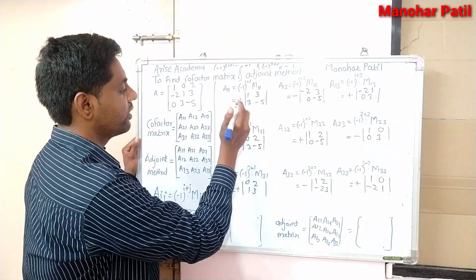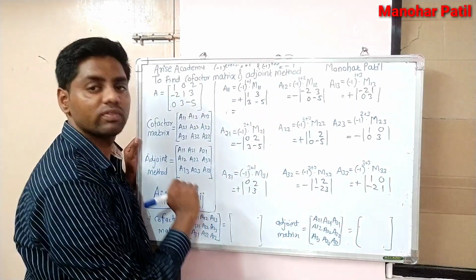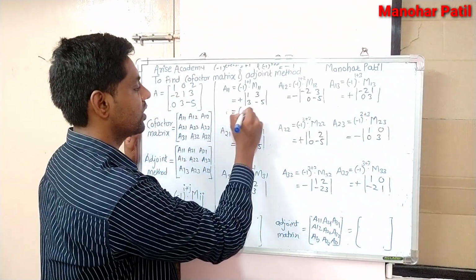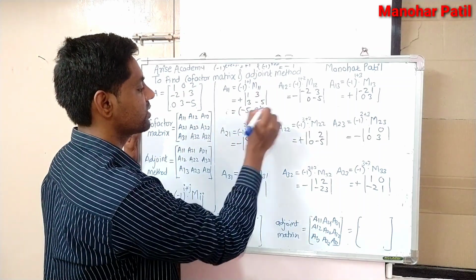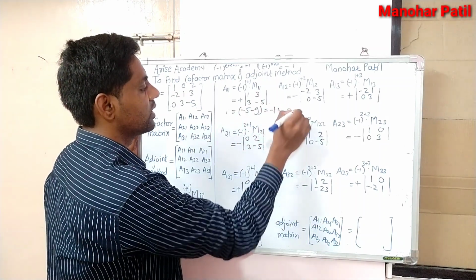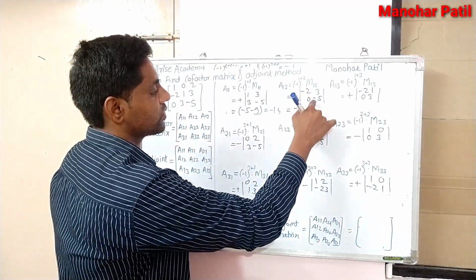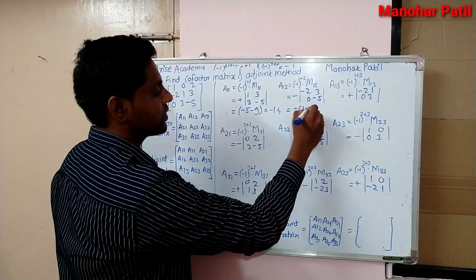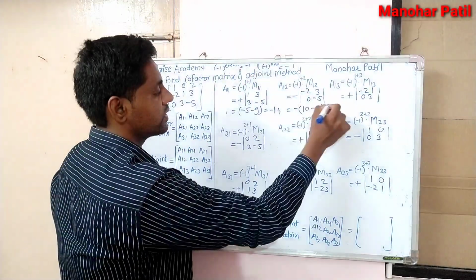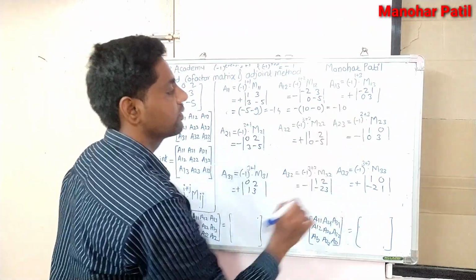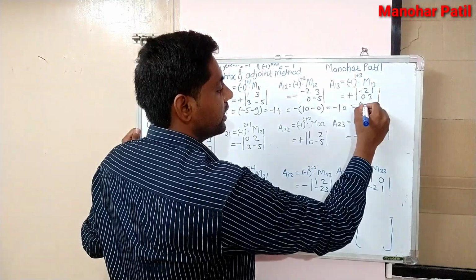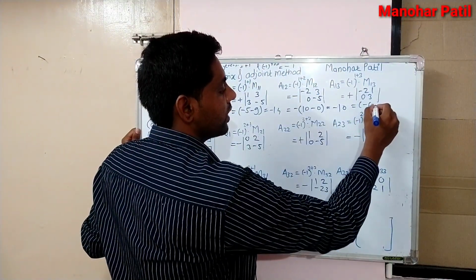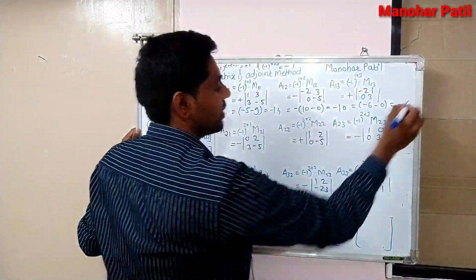So everyone knows how to solve the value of a determinant. So we can solve 1 into minus 5 minus 3 into 3 minus 9. So the answer is minus 14. Next, minus 2 into minus 5 plus 10 minus 0, so it is equal to minus 10. Then minus 2 into 3 minus 6, 0 into 1 is 0. So the answer is minus 6.